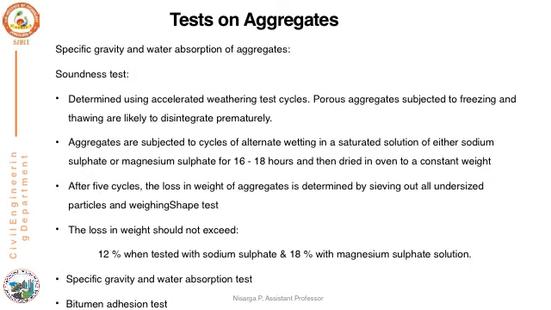The last test is the soundness test on the aggregates. The soundness test will determine the durability of the aggregates. Aggregates are subjected to alternate wetting and drying cycles. When aggregates are subjected to such cycles, there should not be any significant loss in weight of the aggregate. To assess whether the given aggregate possesses sufficient resistance towards this alternate wetting and drying cycle, we have the soundness test.